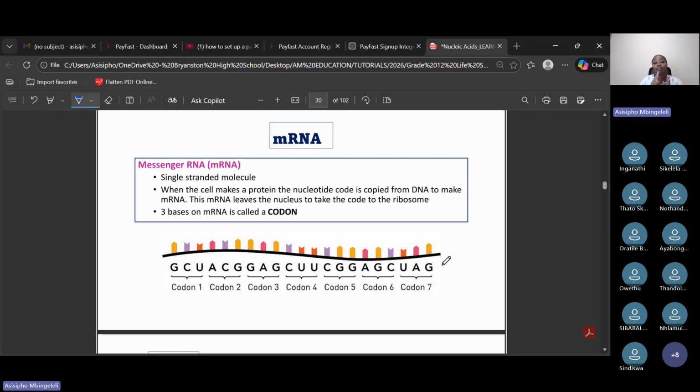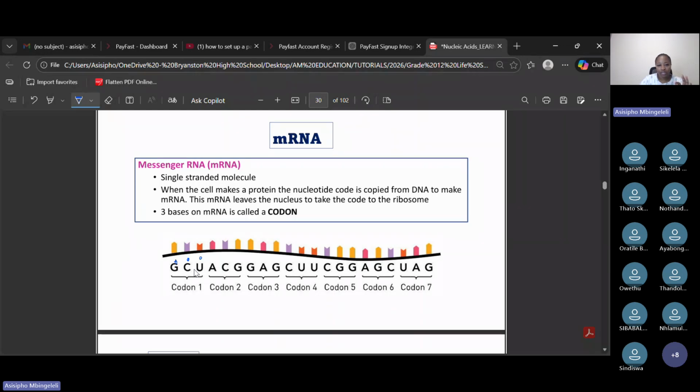But when we read bases on any strand, whether it's a DNA strand, a messenger RNA strand, or a transfer RNA strand, we normally read bases in threes. So in our diagram, you are able to see from left to right, that is G, C, U. That's how we also read them out loud in threes: G, C, U, A, C, G, G, A, G, C, U, U.